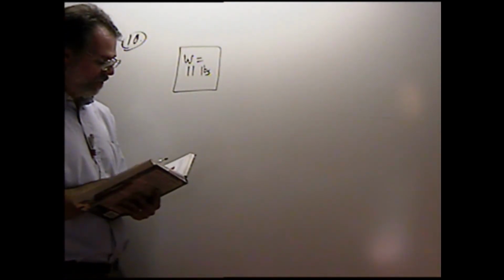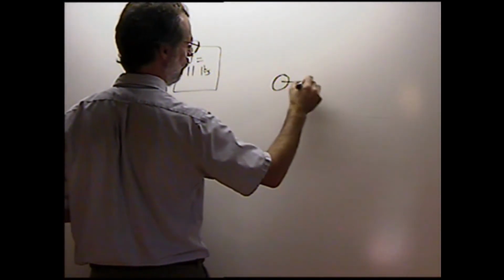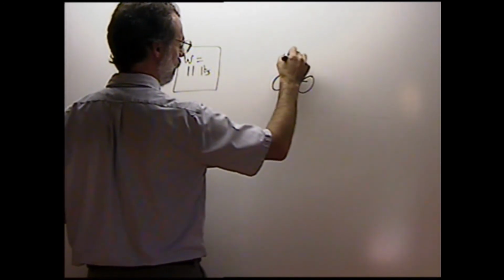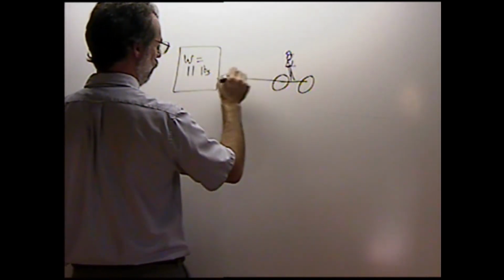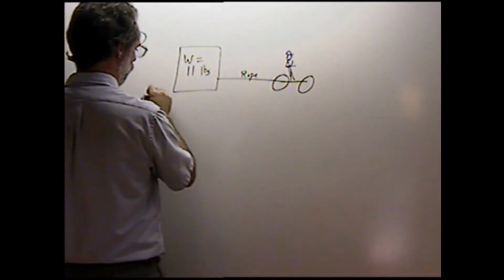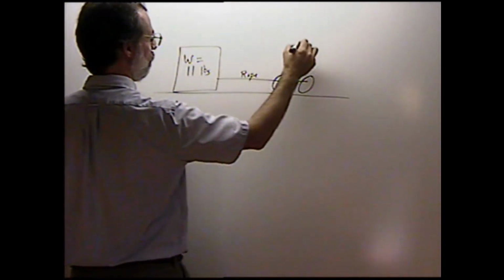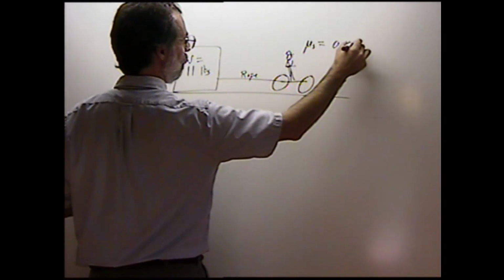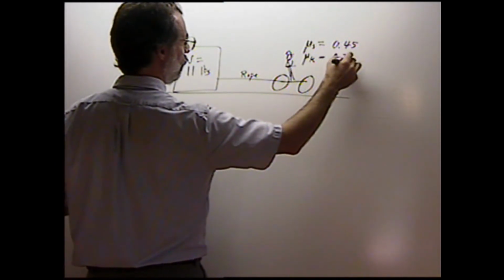He tied it to the back of his bike and is pulling it down the road. So here's the bike, and here's the boy sitting here, pedaling the bike. And he has a rope tied from here to the box, and he's pulling the box. They list the static coefficient as 0.45. The kinetic coefficient is 0.32.